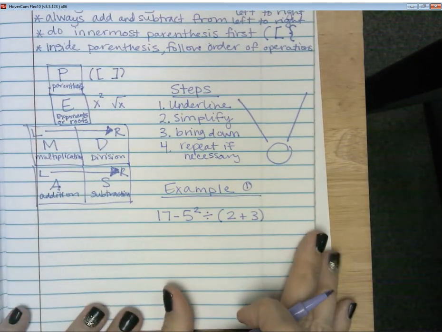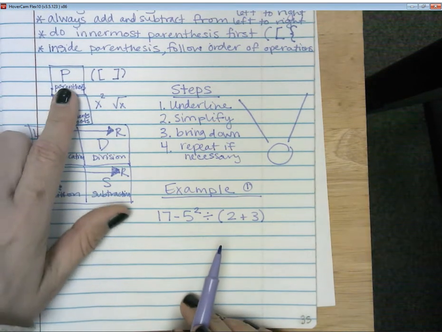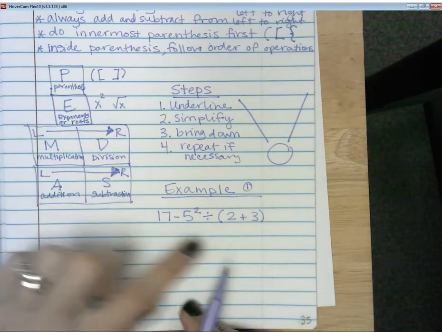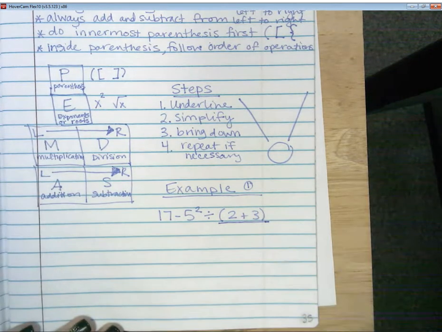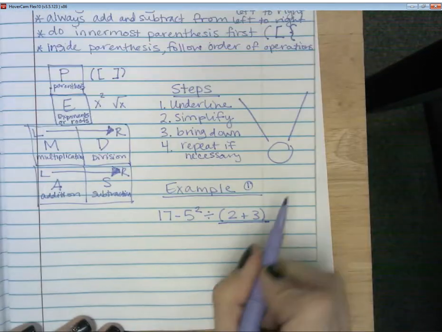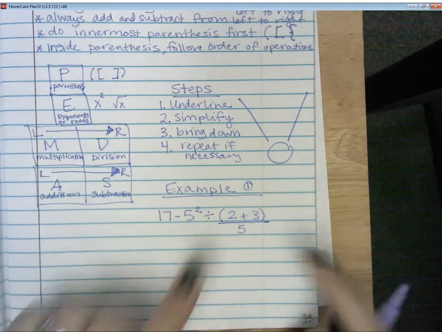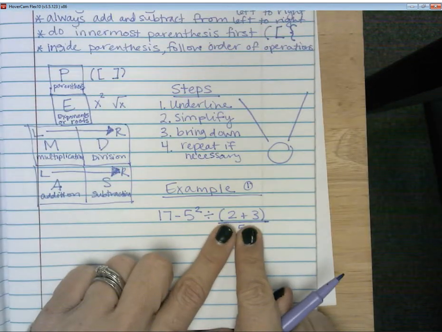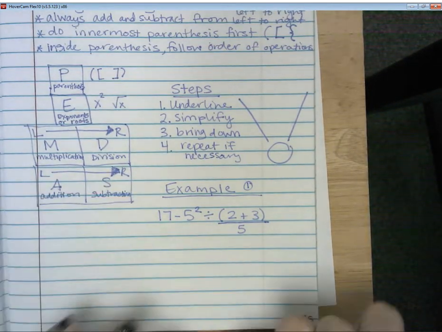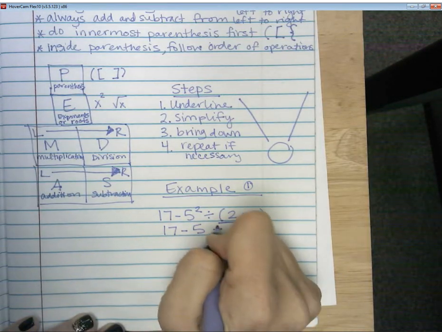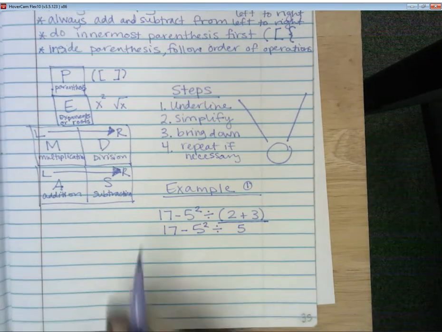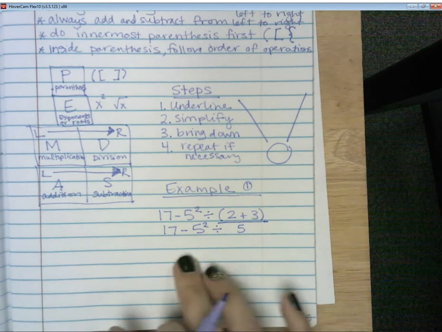So here's how our steps work. So first, I'm going to do parentheses. Do I have parentheses? Yep, I sure do. So I'm going to do my step 1. I'm going to underline. Then I'm going to simplify that. So 2 plus 3 is 5. And that takes away the parentheses because I've done everything inside of them. Now I'm going to bring down the rest of my problem. And then I'm going to repeat my steps because I still have other parts to it.